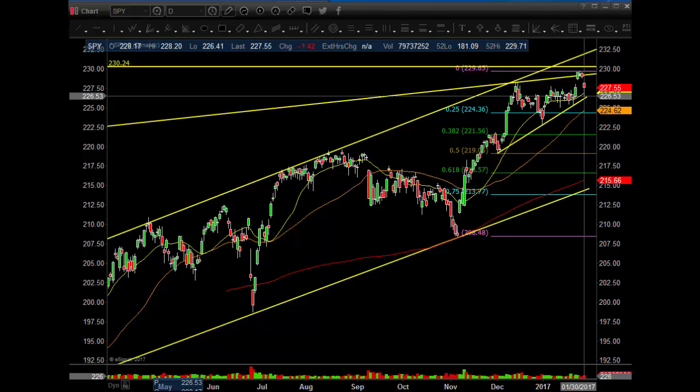Today we're looking at the SPY, the IWM, the Qs, the DIA, the IYT, the USO, the UUP, and the GLD. We follow the daily, weekly, monthly time frames. We use technical analysis here at StockBookie.com.